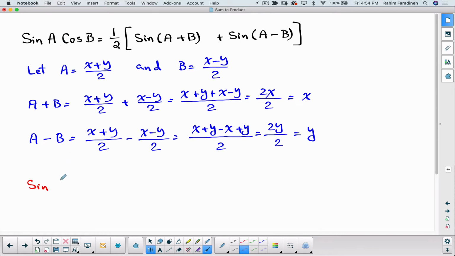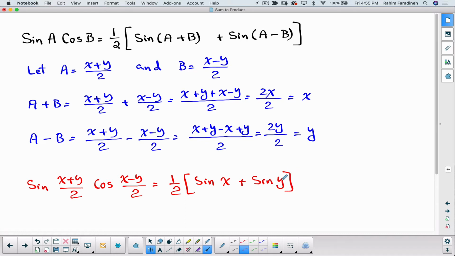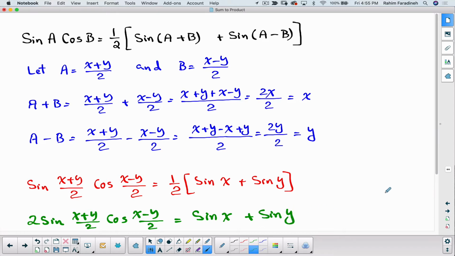So in place of A, we're going to put (x plus y) divided by 2. And instead of B, we're going to put (x minus y) divided by 2. And this will be equal to 1/2, instead of A plus B, we're going to put x, and in place of A minus B, we're going to put y. Now we're going to multiply both sides by 2. So 2 times sine of (x plus y) over 2 and cosine of (x minus y) over 2 becomes equal to sine of x plus sine of y.